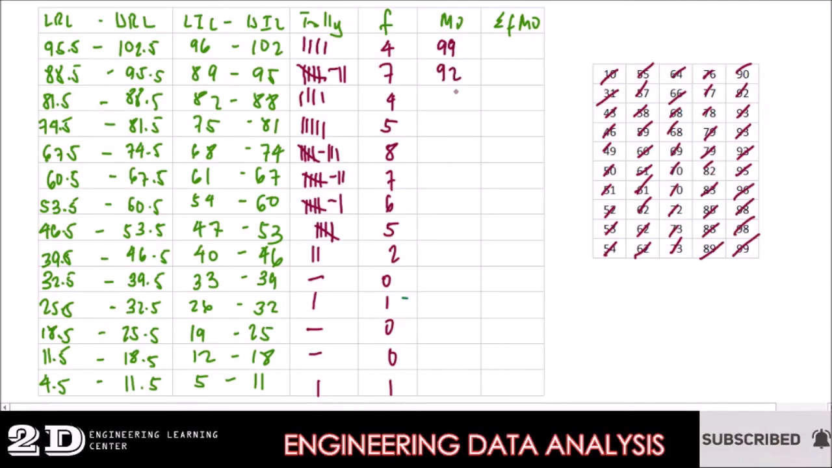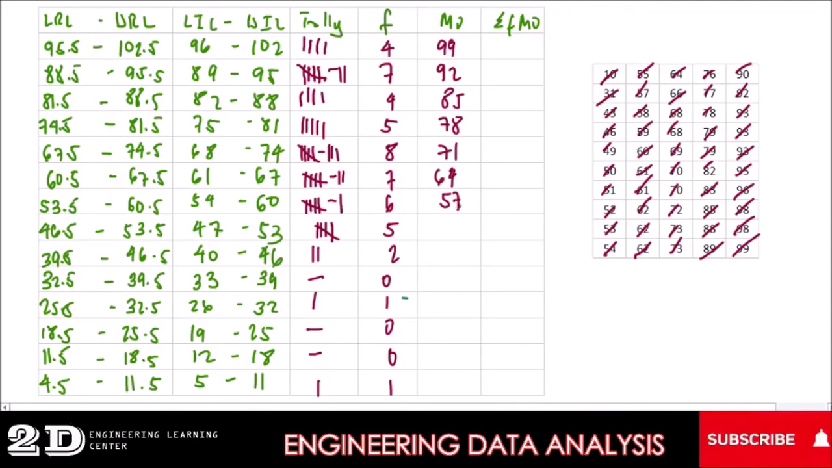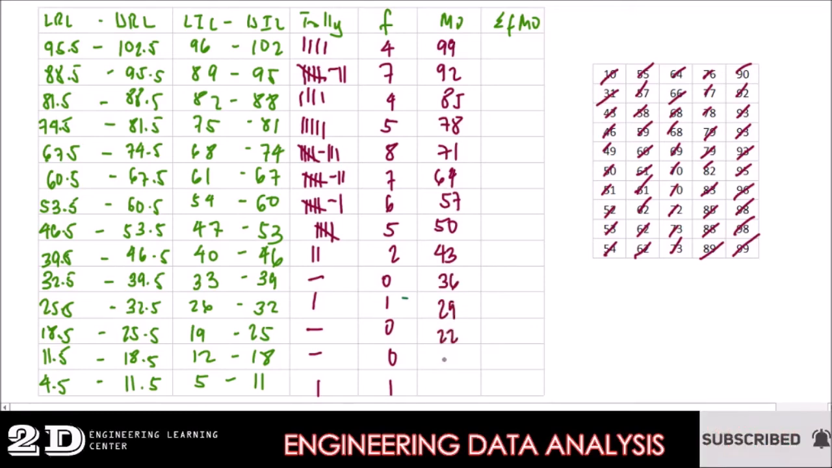Minus 7 again, so this would be 85. Minus 7, 78. Minus 7, 71. Minus 7, 64. Minus 7, 57. Again, minus 7, it will be 50. 43. 36. 29. 22. 15, and 8.